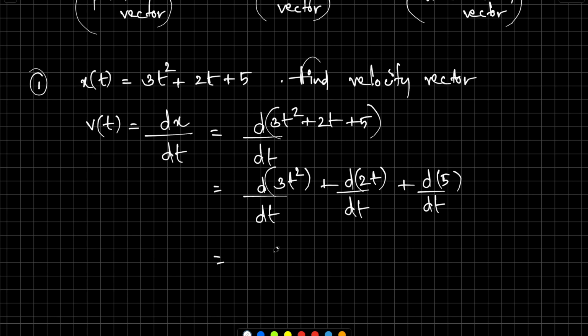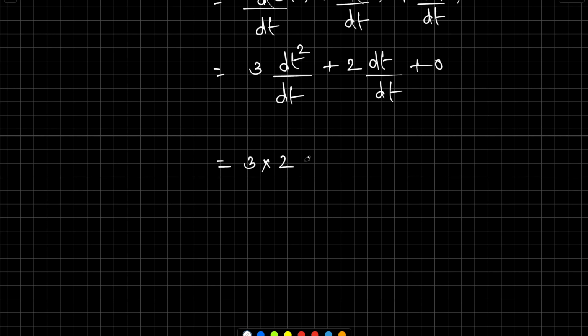Take the constant outside. 3 is the constant. 3 d by dt of t square plus 2 dt by dt. D by dt of 5 is 0. 3 times d by dt of t square is 2 t to the power of 2 minus 1, which is 1. So 2t plus 2 dt by dt, and dt and dt can be cancelled. It's 1. So 3 times 2 is 6. 6t plus 2. The answer is the velocity function.